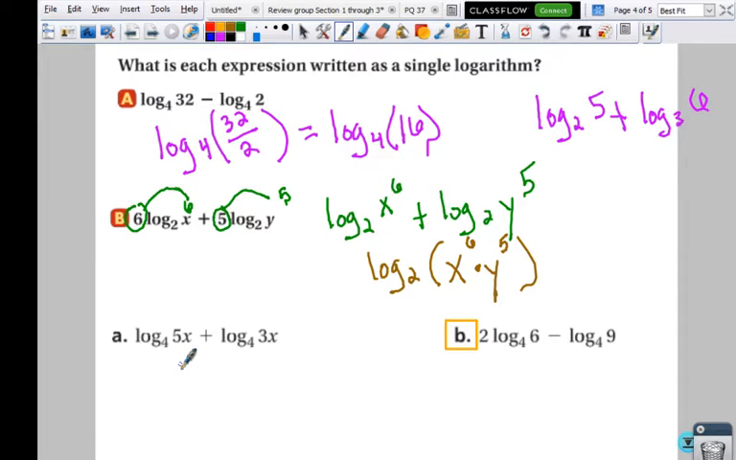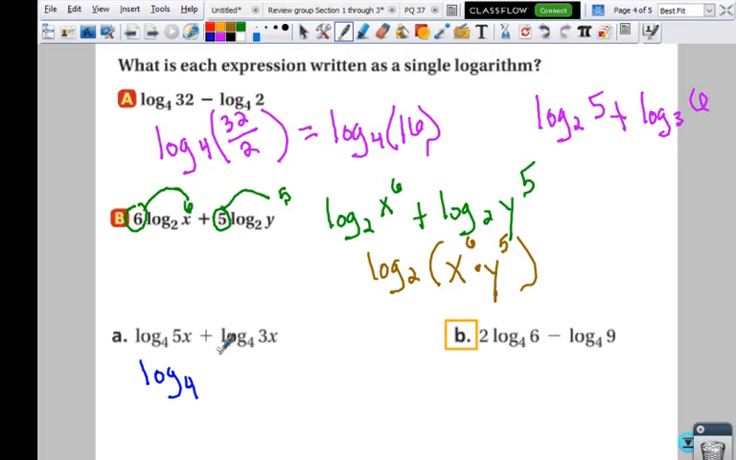Alright, let's do one more, then you guys will do part B. So, the first thing we always need to do when we compress these to a single log is take care of any numbers in front as exponents. I don't have any on here, so I can just skip to doing whatever I have in between. So I got a plus sign, which means when I put these together, we're going to times them.